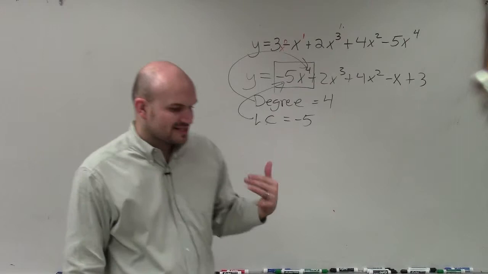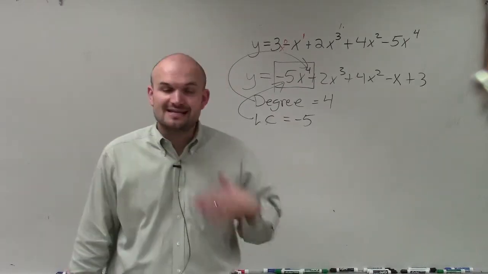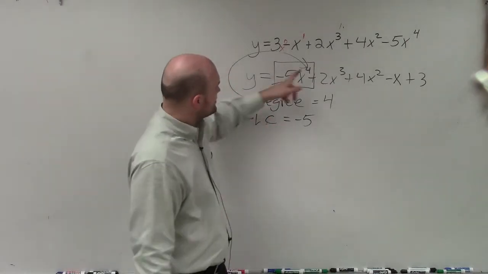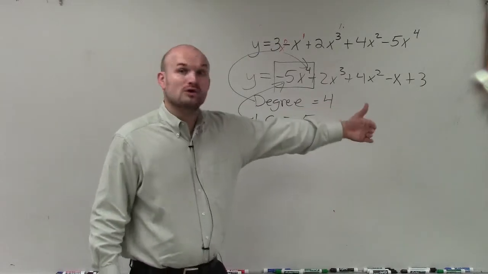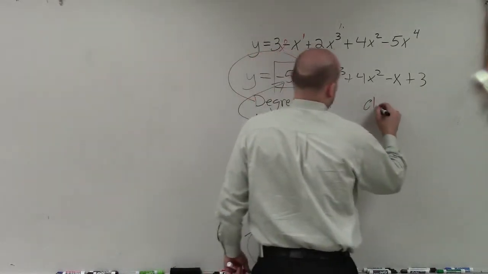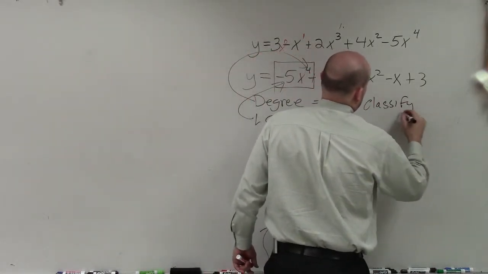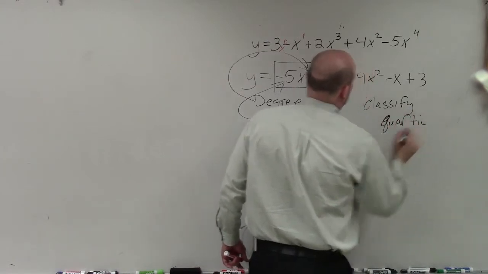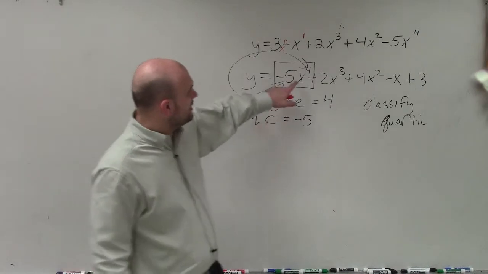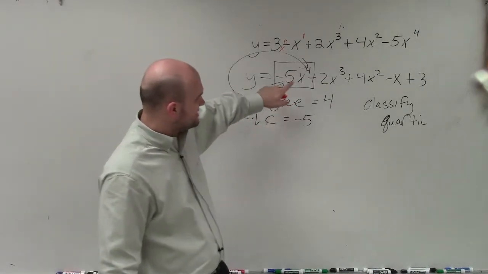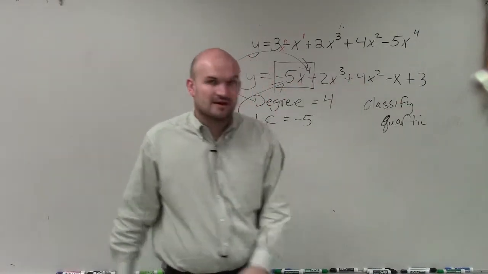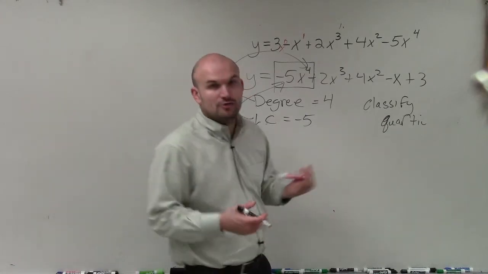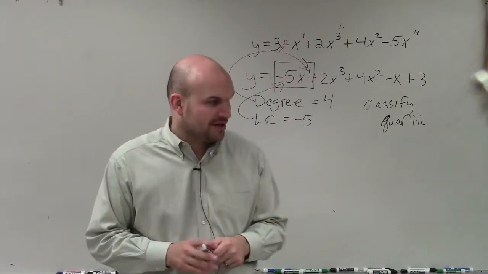Now, there are two different ways to classify. We can classify by how many terms it has, as well as by the degree. Since it has a degree of 4, we can say this is a quartic. All right, so it's a quartic polynomial, as well as how many monomials it has. It has 1, 2, 3, 4, 5. Well, basically, we just say it is a polynomial with 5 terms in our classification.